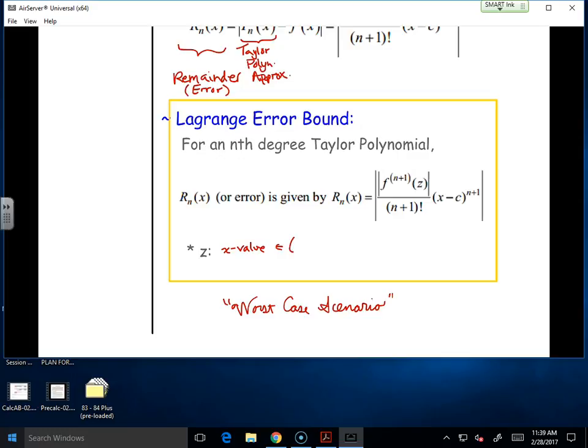I need to double check this. Our book puts an open interval. I've seen others that put a closed interval, so I need to figure out what's going on there. But we'll say c is where it's been centered to x. It could possibly be backwards if x is below c. But since it's going to occur somewhere in there, we're going to choose the z in that interval that maximizes the n plus first derivative function.